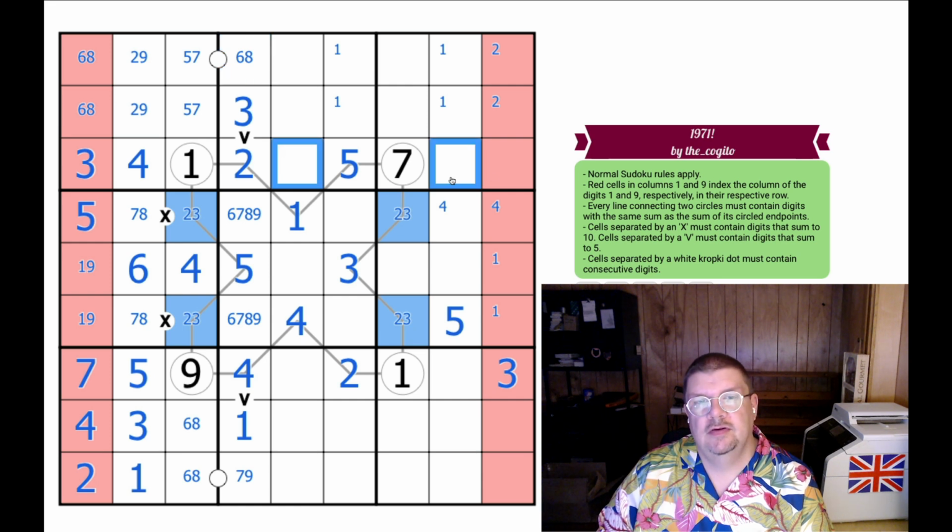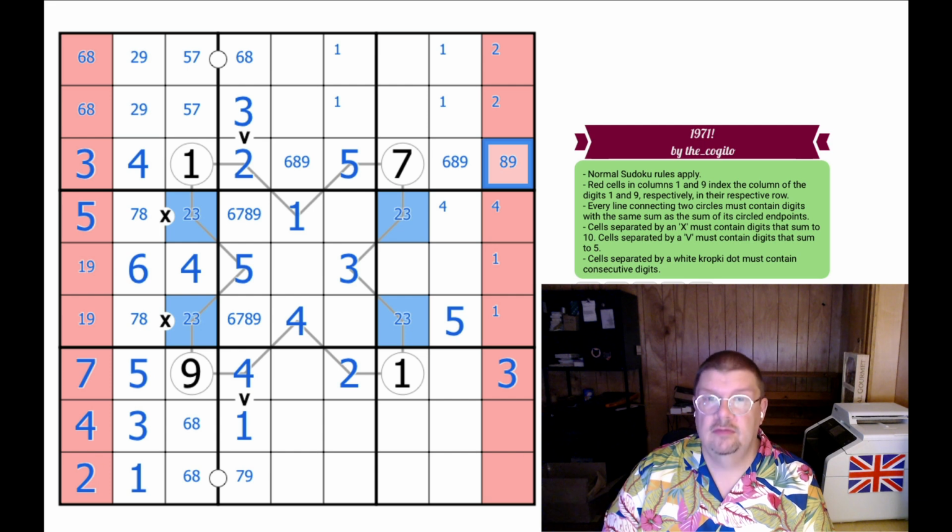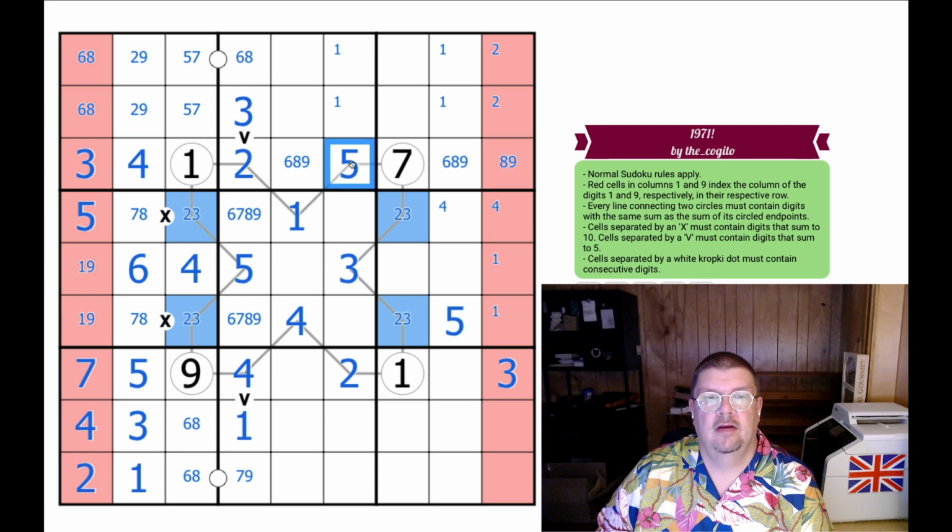Right, the remaining digits in this row are 6, 8, and 9. This can't be a 6 because that can't be a 9. That can't be a 9 because that can't be a 5. Okay, I've got 2 digits left for this row, which are 6 and 8.